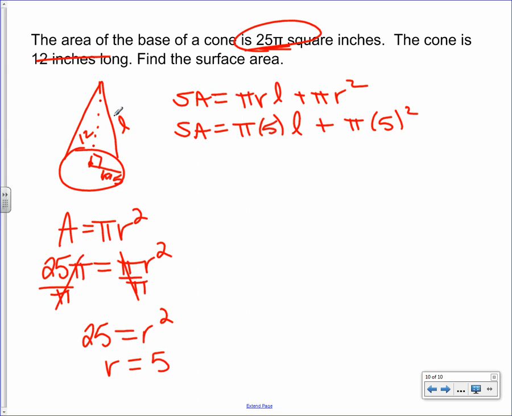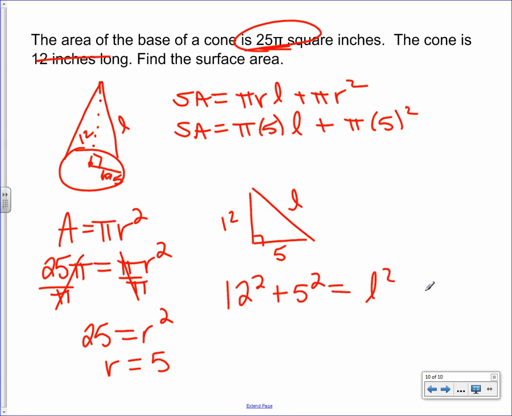Do you guys see this is a right triangle? If you don't see that, this is 12, this is 5, this is I don't know. Is that okay? So you do Pythagorean theorem, 12 squared plus 5 squared equals slant height squared. Take a moment and find L. When you think you got it, go ahead and shout it out. Should be 13. Everybody take your time, get 13.